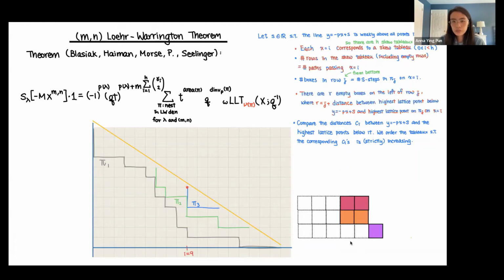Now you put them together. That is the skew tableau corresponding to this vertical line. So for each vertical line, you can draw a skew tableau. Some of them may be empty tableaus, with no boxes, because there's no cell step.